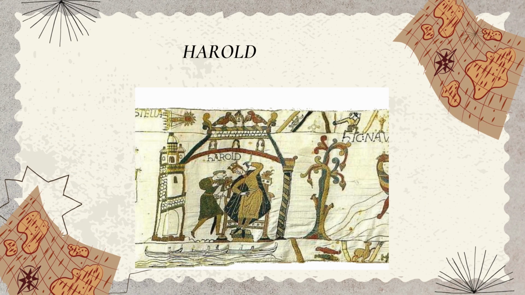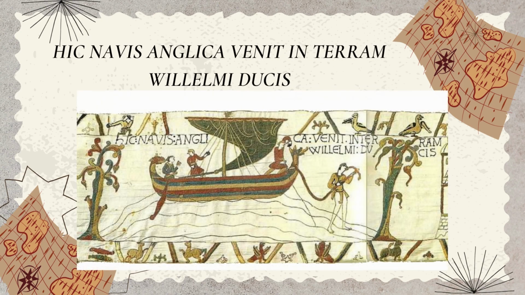Okay. Now you have here just Harold. It's his name, right? Nothing to translate there. It's just showing King Harold hanging out, sitting on his throne, talking to someone. Okay. But here you have hic navis Anglica venet in terram Wilhelmi ducis. So here, an English ship, right, a navis Anglica, right?